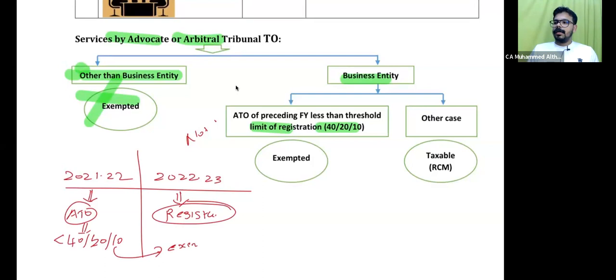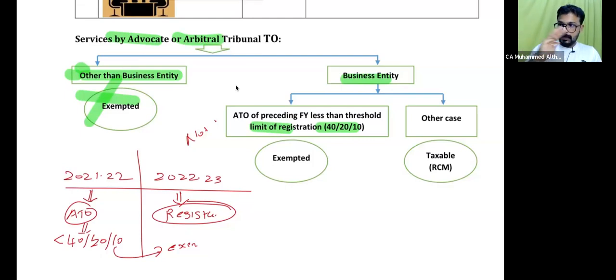Yes, listen. We all have studied that services by an advocate are taxable under RCM, right? But in the exemption chapter, you can see that an advocate providing services to three entities is exempted. Actually four, but now we'll say only three. Which are these three entities? One is any person other than a business entity. That means a non-business entity will be exempted. Secondly, a business entity whose aggregate turnover of the last year is less than the threshold limit. Threshold limit means 40 lakh, 20 lakh, or 10 lakh, depending on the person and the state, right?